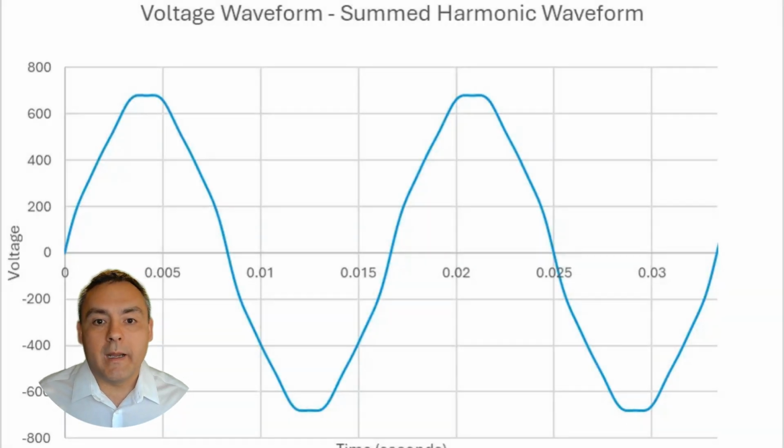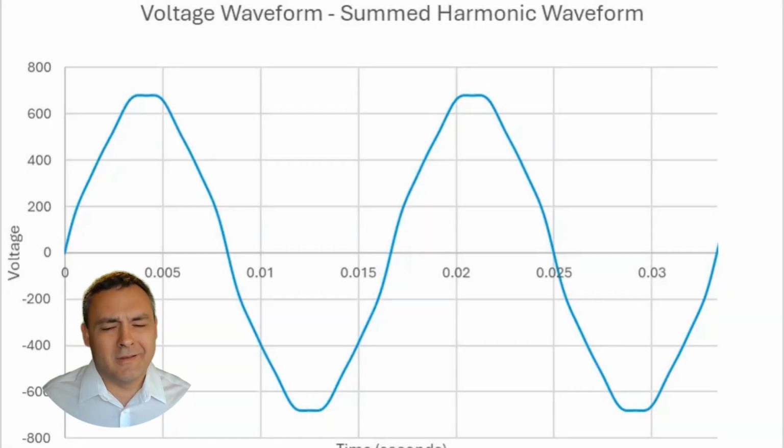I'm not going to get into how to add trigonometric sine waves here, but I encourage you to also look that up. This waveform is what they look like when they're added all together. Doesn't this look strange? Notice the peak is no longer 678.8 volts, but is now 680 volts.